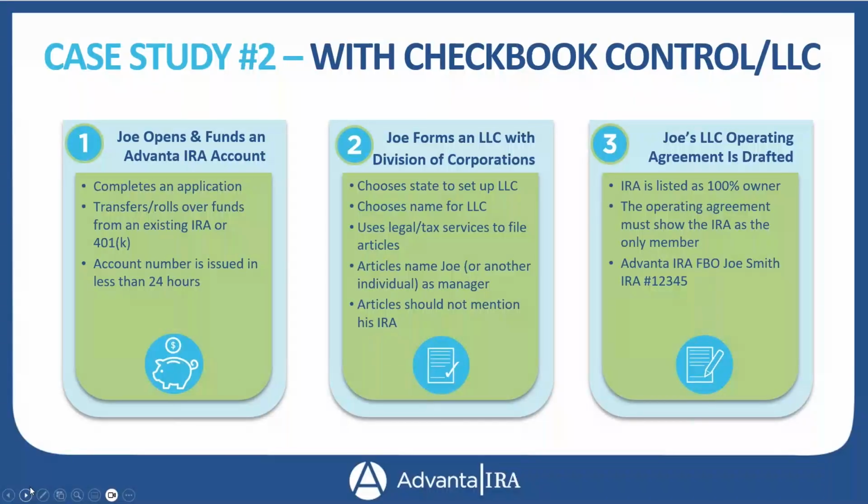So Joe opens and funds his account. We're taking Joe's example again, but now instead of investing directly through the IRA, he's going to use an LLC to do that. And so how does he do that? He's going to open and fund his account just as he did before, but then he's going to choose the state to set up the LLC, choose a name for the LLC, possibly work with a professional to help give him legal advice, set up the LLC, and provide something very important here, the operating agreement.